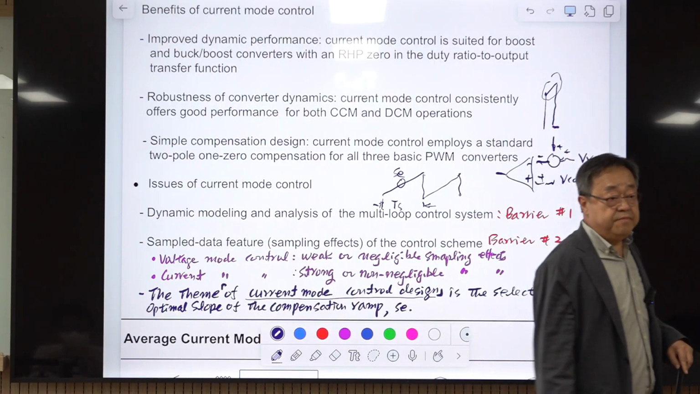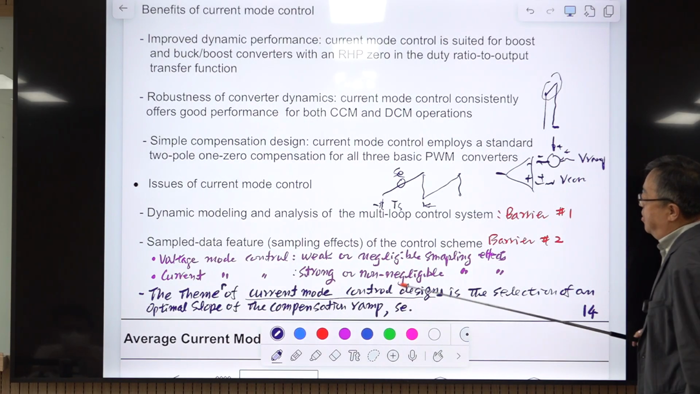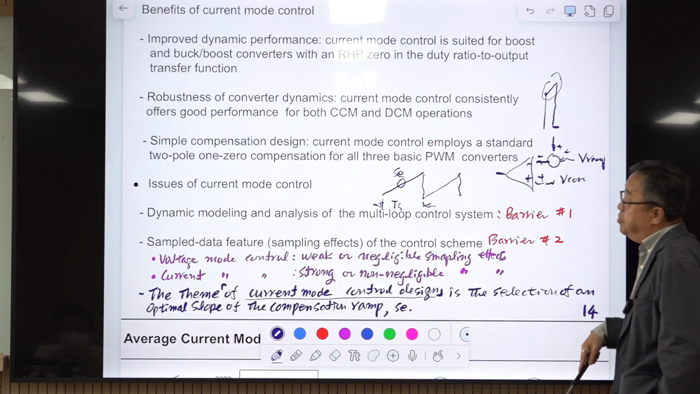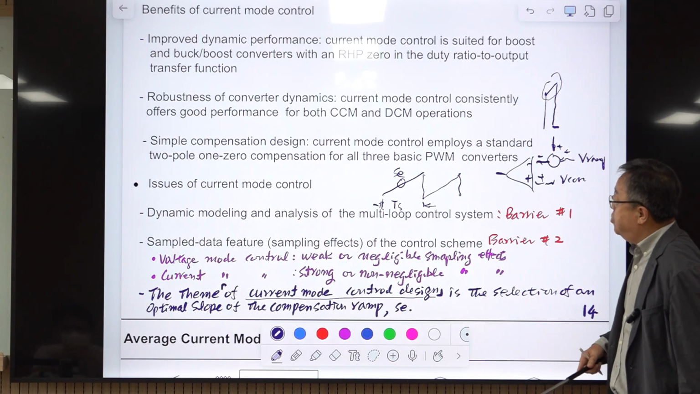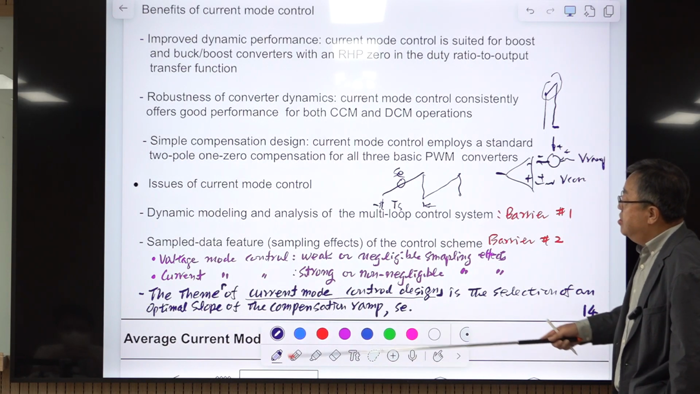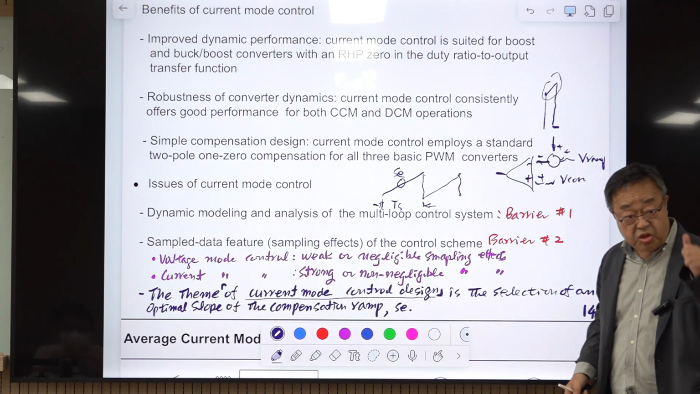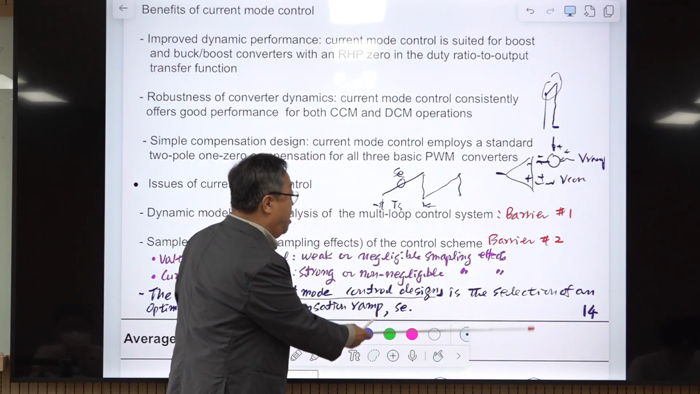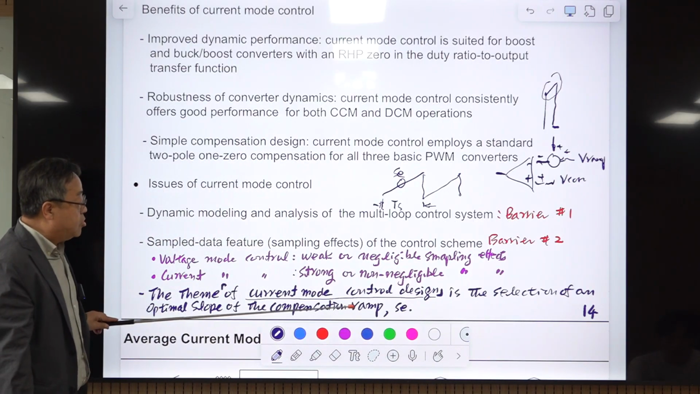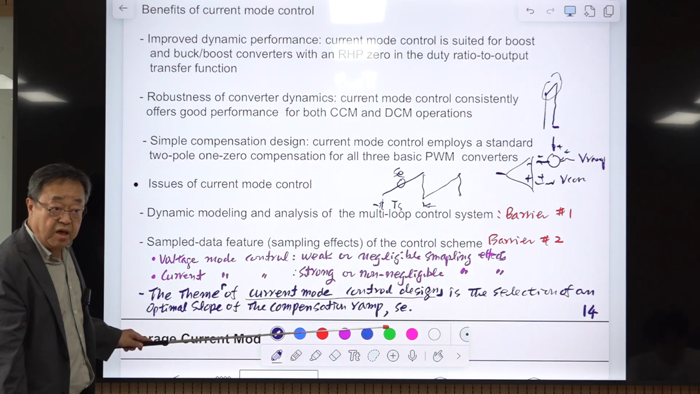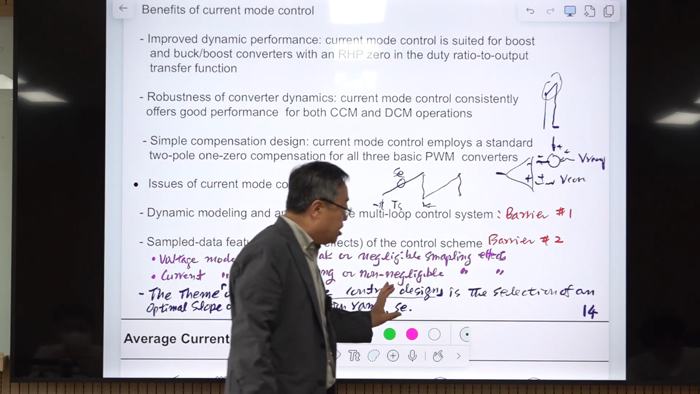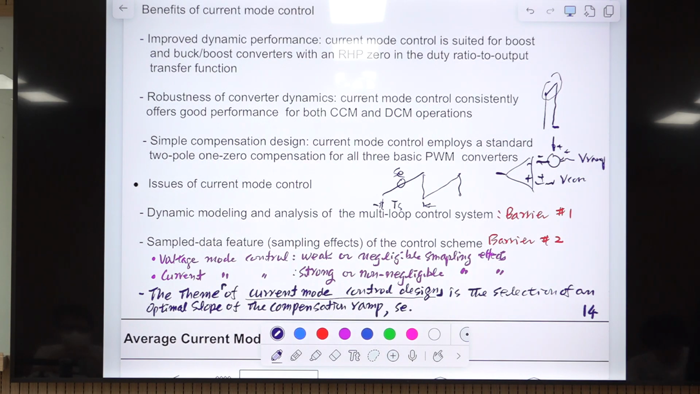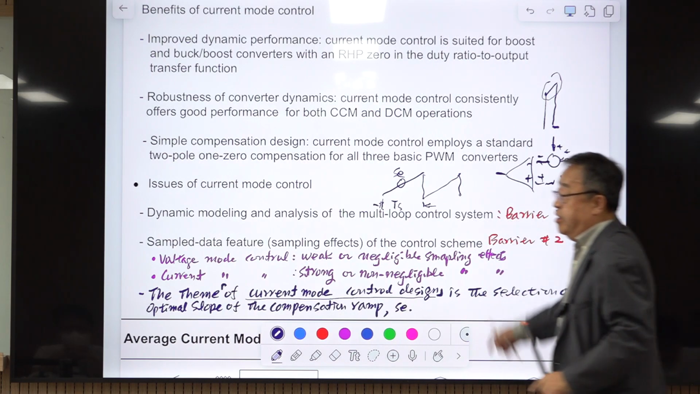Finally, I wrote down this very important statement, which is an iteration of the statement I made in the previous lecture 1. The theme is the most important thing. The subject of current mode control design is the selection of an optimal slope for the compensation ramp, S_e. Finding the best possible value of S_e is the theme, the only object of this whole story.